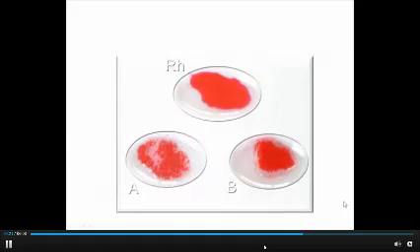Let's do one more. I see agglutination in A well, which means A antigen is present. I see agglutination in the B well, which means B antigen is present. So this is AB blood. No agglutination in RH well indicates absence of RH antigen. Therefore, this is RH negative blood. Your conclusion is AB negative.